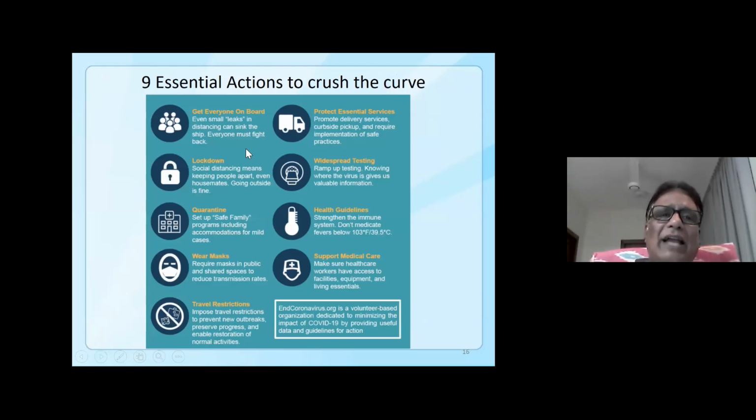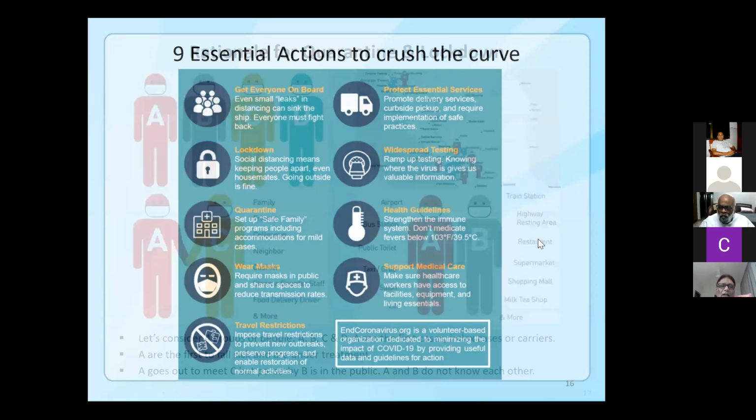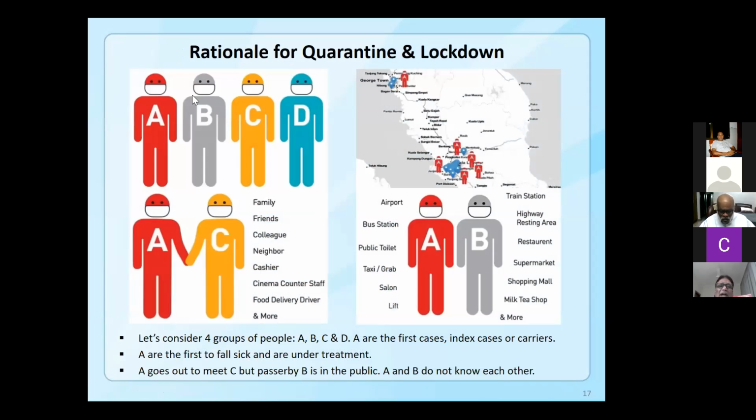So there are also 9 essential approaches to crush the curve: getting everyone on board, protecting the essential services, making sure we have lockdowns, widespread testing, quarantine, health guidelines, wearing masks, supporting medical care, travel restrictions. So some of these. Then there's also the rationale for quarantine and lockdown.